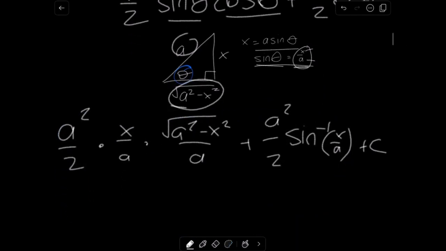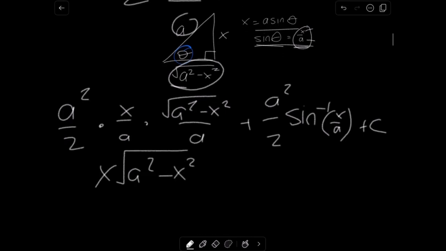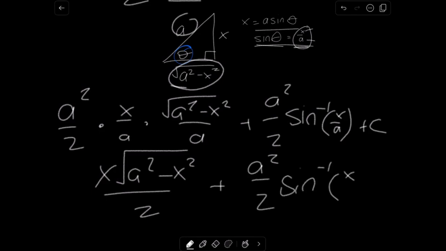Let's just simplify this. So we have a squared multiplied by a multiplied by a, so the a's cancel off. We'll have x into square root of a squared, minus, why am I writing plus? Minus x squared over 2 plus a squared over 2 into arc sine of x over a plus c. And that's your final answer. That is how you handle this trigonometric substitution for the integral.